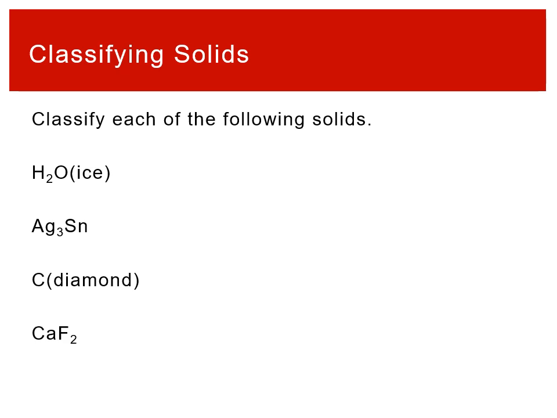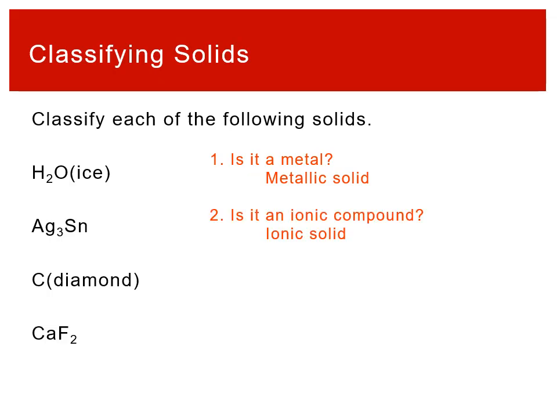So let's look at an example. We want to classify each of our solids. I have H2O, ice, Ag3SN, carbon in the diamond form, and CaF2, calcium fluoride. So when we're going through this process, there's a lot of different ways we can do it, but I'm going to give you a set of questions that we can use to narrow down what we're looking at. So the first thing we can figure out is, is this compound a metal? That's just using the periodic table. Is it only full of elements that are metals? Is it an ionic compound? That would mean I have a metal bonded with a non-metal.